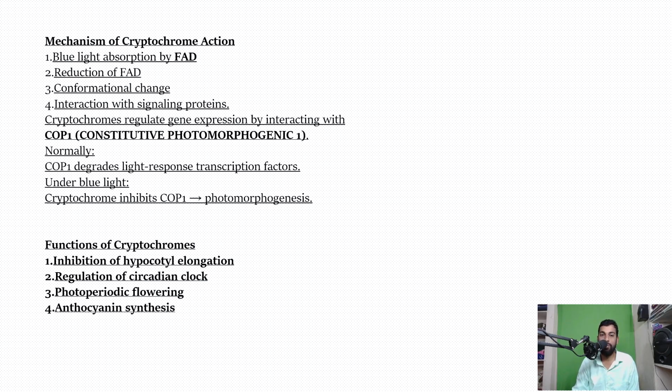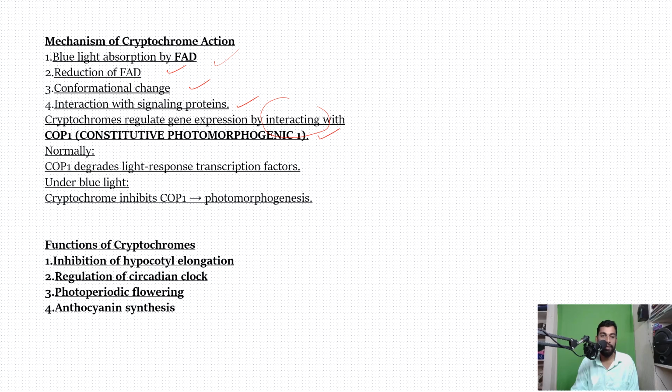Mechanism of cryptochrome action. Blue light absorption by FAD, so it absorbs the blue light using FAD. Reduction of FAD, so it can also reduce the FAD. Conformational changes, then interaction with signaling proteins. Cryptochromes regulate gene expression by interacting with COP1, that is constitutive photomorphogenic 1. So what is happening here? Cryptochromes regulate gene expression by using COP1.